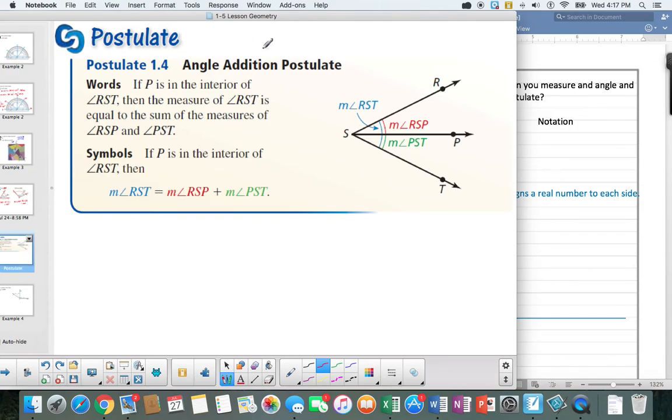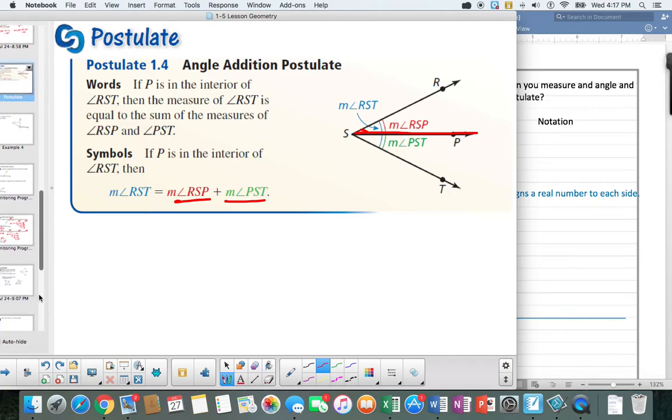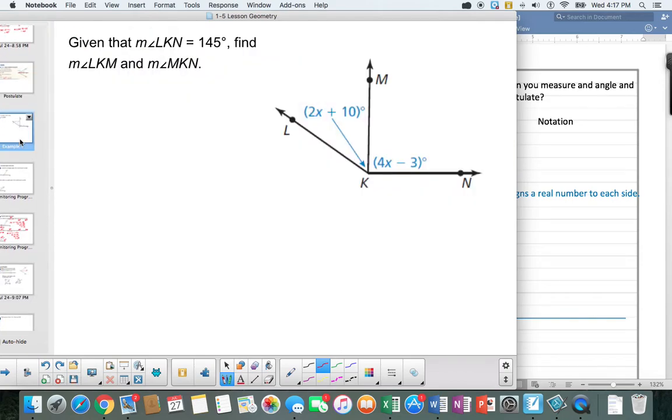When you have two angles right here that share a side right here, then we say the two little angles add up to the big angle. And this is called the angle addition postulate. All right, so how would I do it in this problem? They're telling me that LKN, this big angle right here, is 145. And they'd like me to figure out these two. So I know that these two angles have to add up to 145.